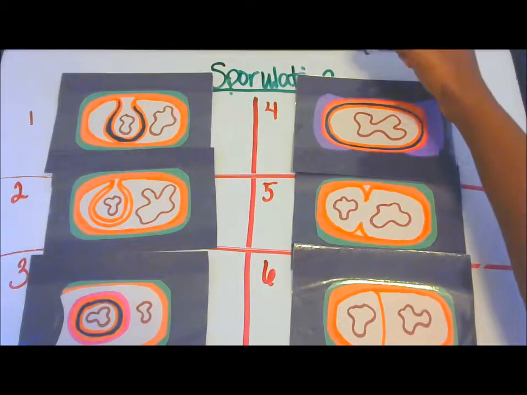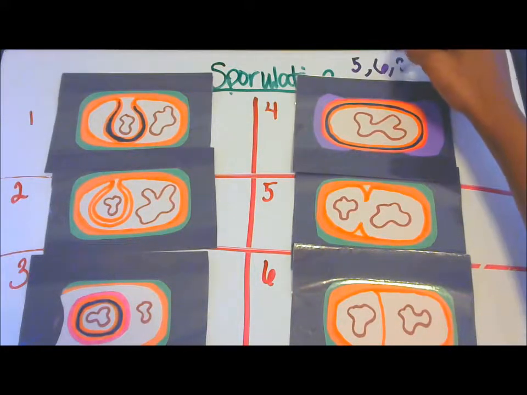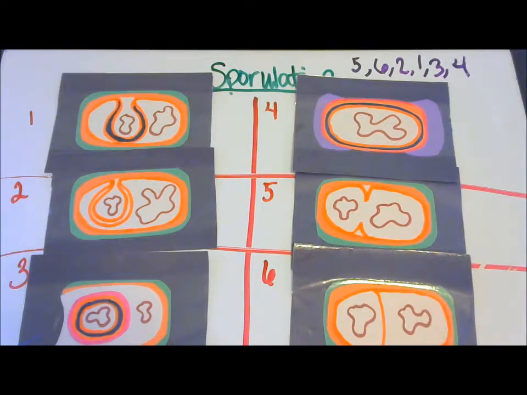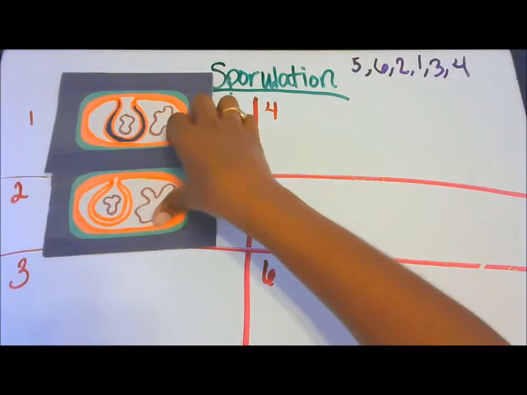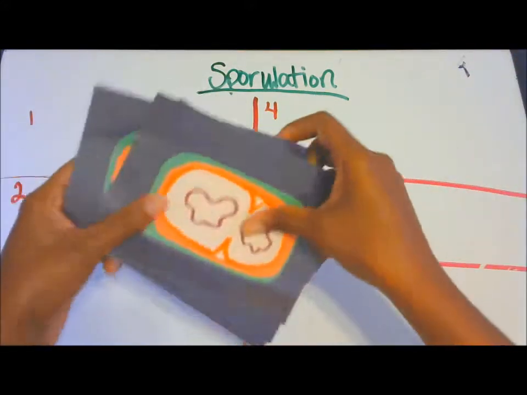All right. We have 5, 6, 2, 1, 3, and 4. If you have it in that correct order, then you understand the process of sporulation. But if you missed one or two, we're going to practice again. All right. So I'm going to put these down and we're going to try it again. Mix them up.